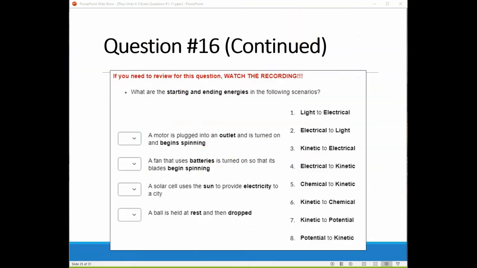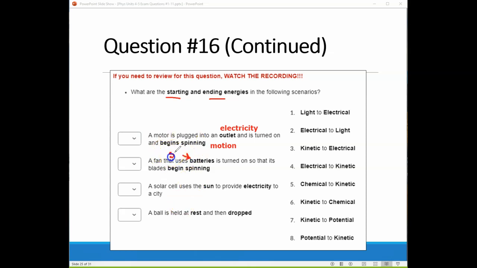So taking a look at question number 16, it says to identify the starting and ending energies in the following scenarios. So a motor gets plugged into an outlet. Think about the fact that this is going to be electricity, and then gets turned on and begins to spin. Think about how that is a type of motion. All right, so again, this is what we're starting with right here, the outlet, and ending with motion of spinning. Over here, a fan that uses batteries. All right, we just talked about the type of energy that batteries is on the previous slide, so if you need to, you can go back.